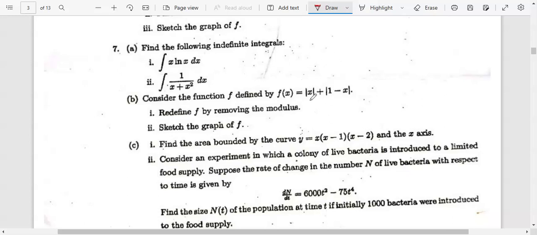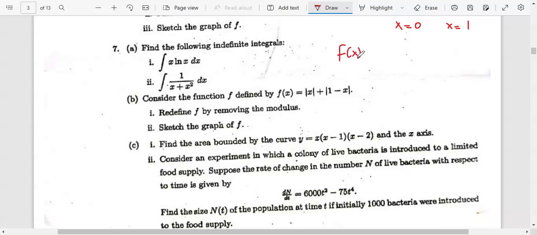Redefine. So to redefine this function, I'm going to equate this to 0. So I'm going to find that x is equal to 0. I'm going to get this and equate it to 0. You are going to find that 1 minus x is equal to 0, meaning that x is equal to what? 1. After you equate those to 0, remember we have got absolute value.